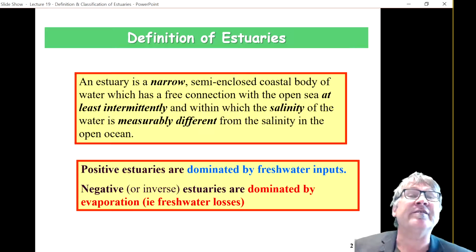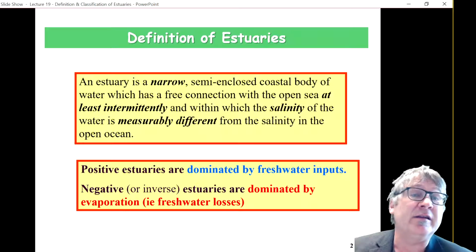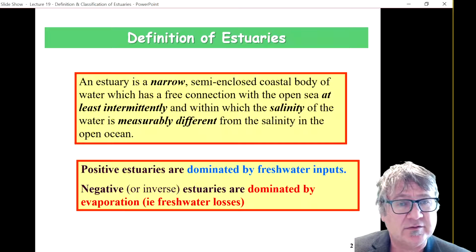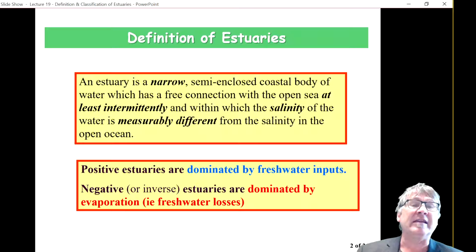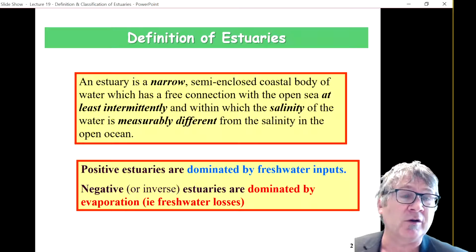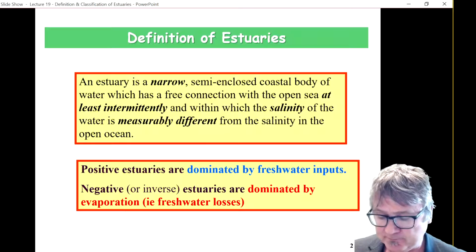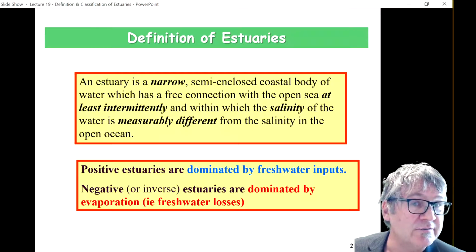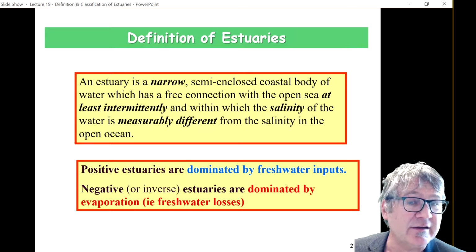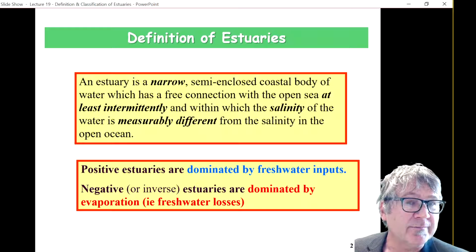Okay, so inverse estuaries are dominated by evaporation. These are systems like former river systems that no longer are active, which are dominated by evaporation. They lose fresh water rather than gaining fresh water. All right, so you learned about positive and negative estuaries. Okay.